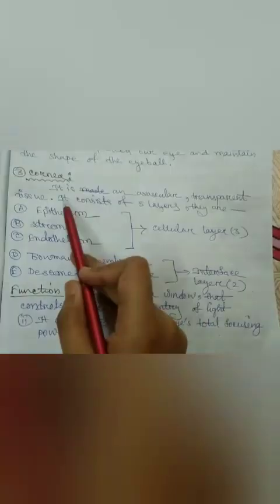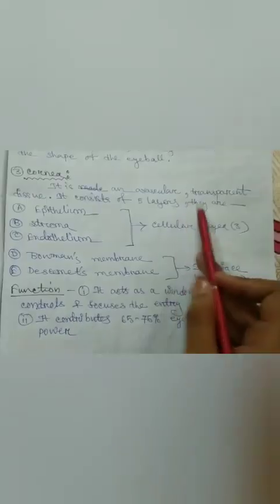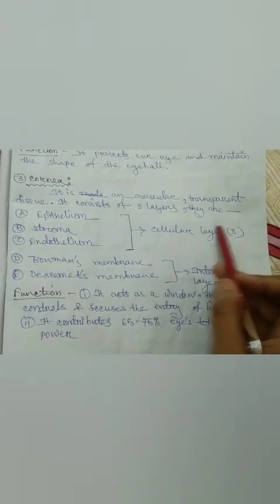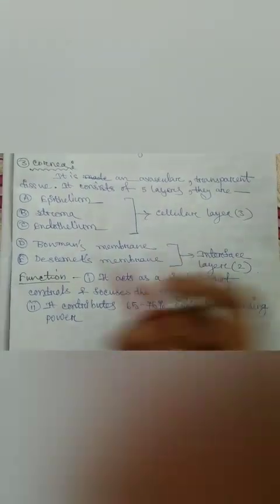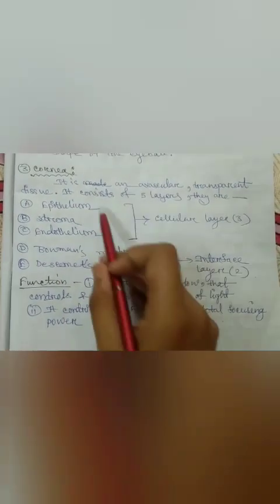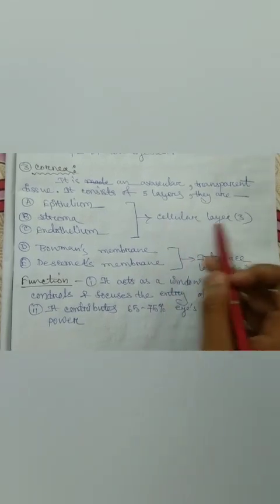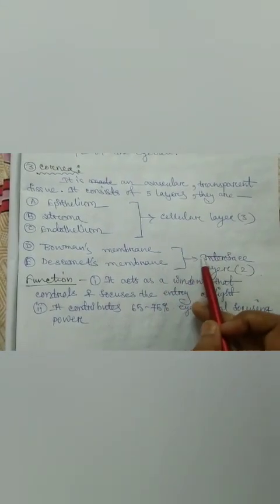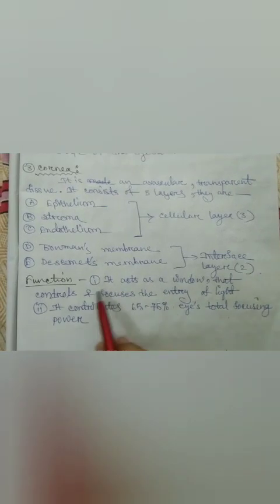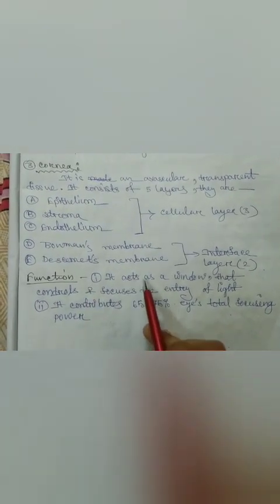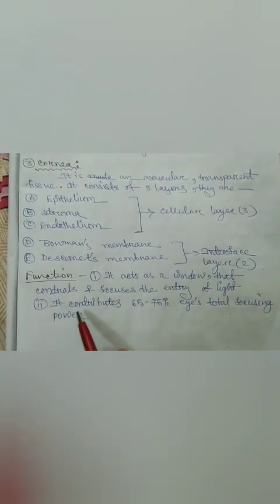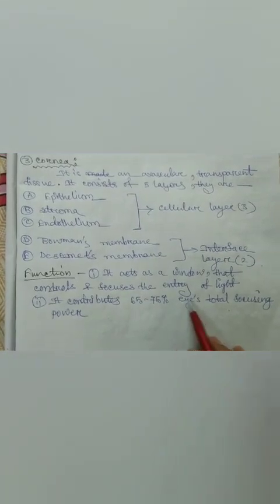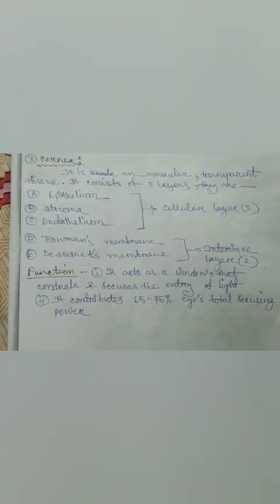Then cornea. It is an avascular transparent tissue. It mainly consists of 5 layers. They are epithelium, stroma, endothelium, Bowman's membrane, and Descemet's membrane. The first 3 layers are considered the cellular layer, and the last 2 layers are considered the interface layer. The function of the cornea is that it acts as a window that controls and focuses the entry of light, and it also contributes 65 to 75% of the eye's total focusing power.